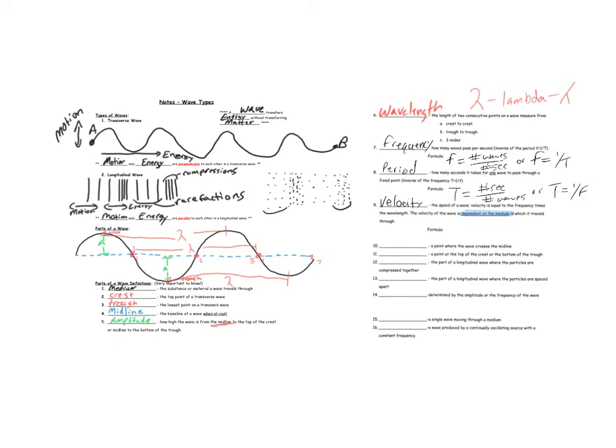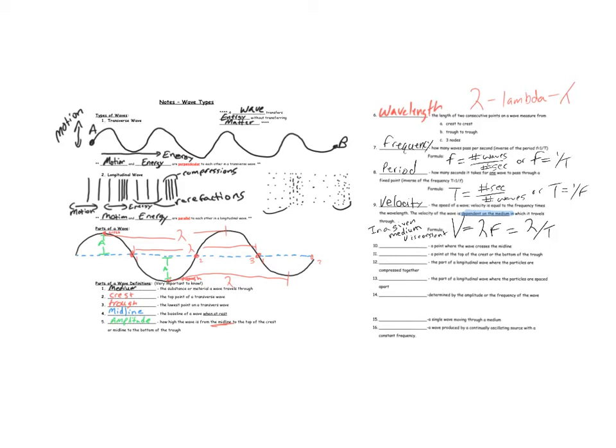The formula for the velocity is V is equal to lambda F. But you can also write it as V is equal to lambda divided by the period. So in a given medium, the velocity will stay constant. So in a given medium, V is going to be constant, which means that with this relationship, if the wavelength goes up, the frequency has to go down, or if the frequency goes up, the wavelength has to go down.